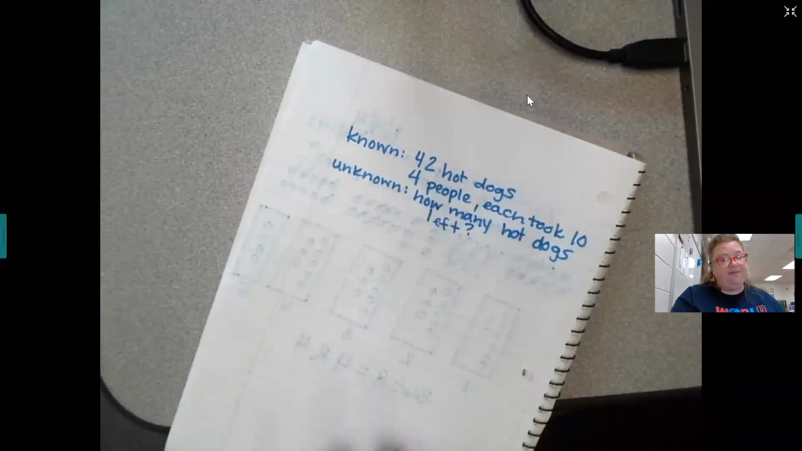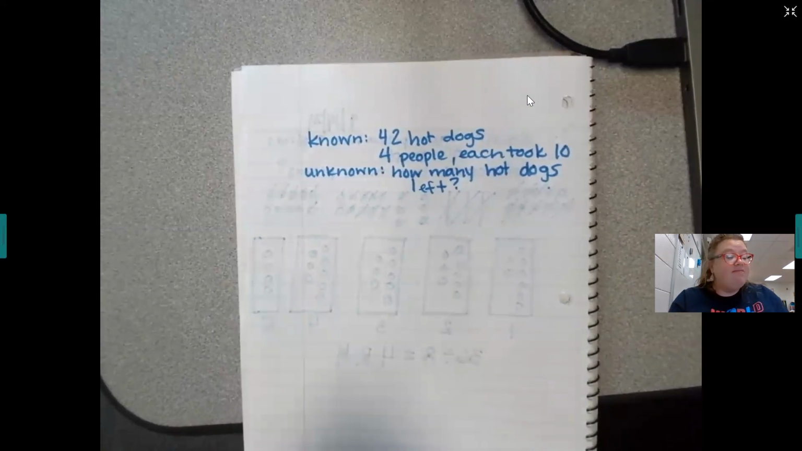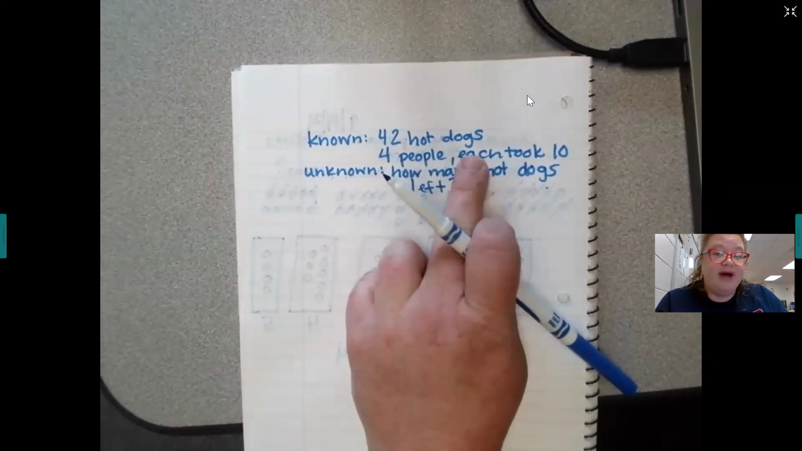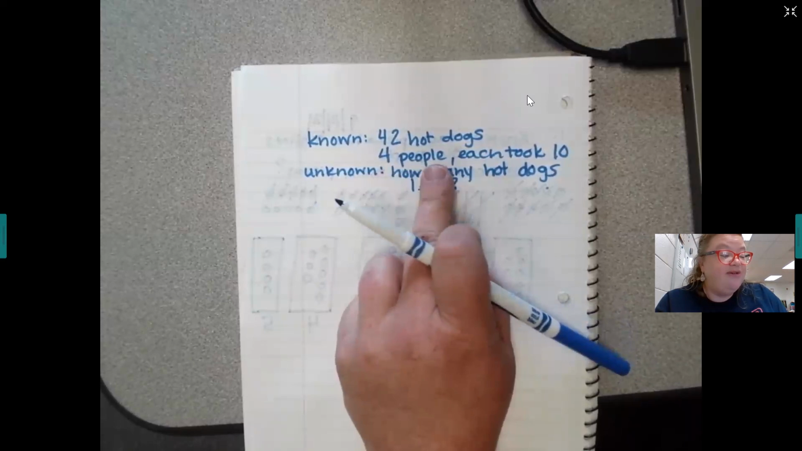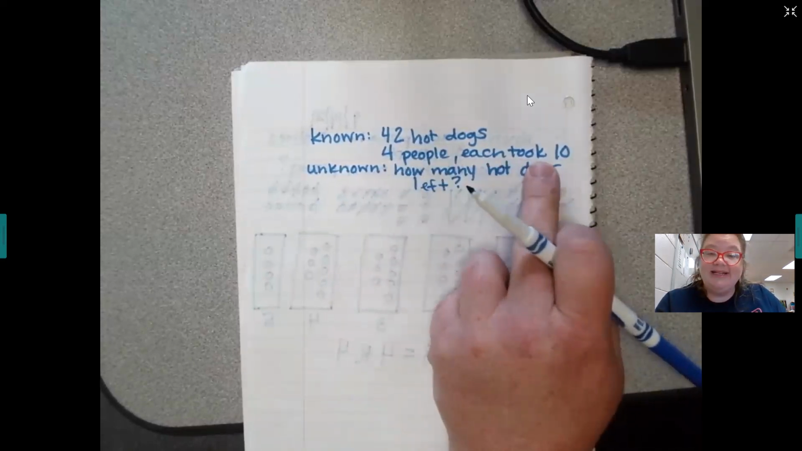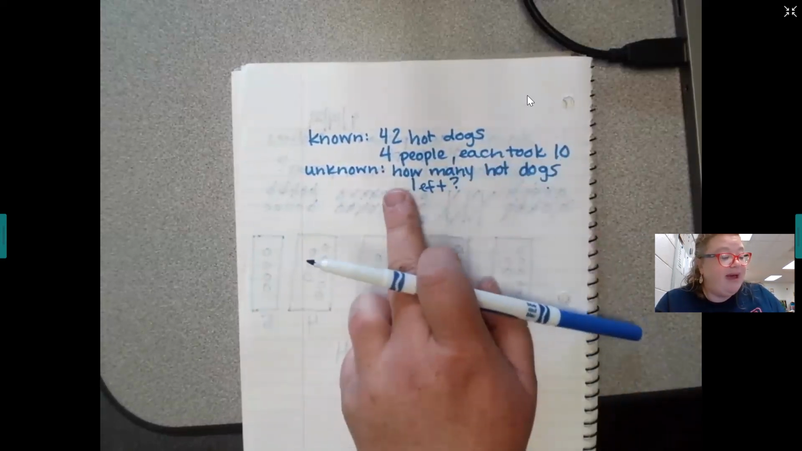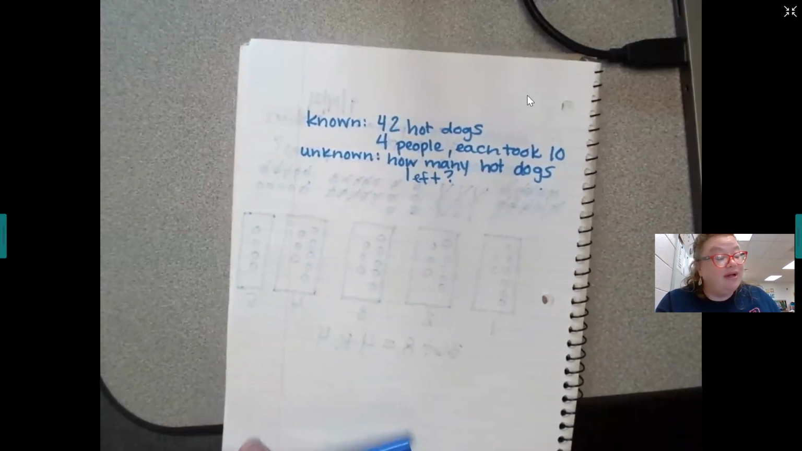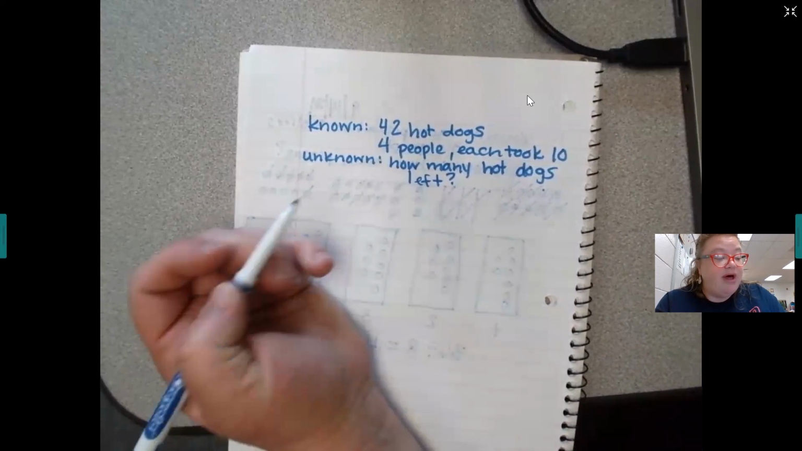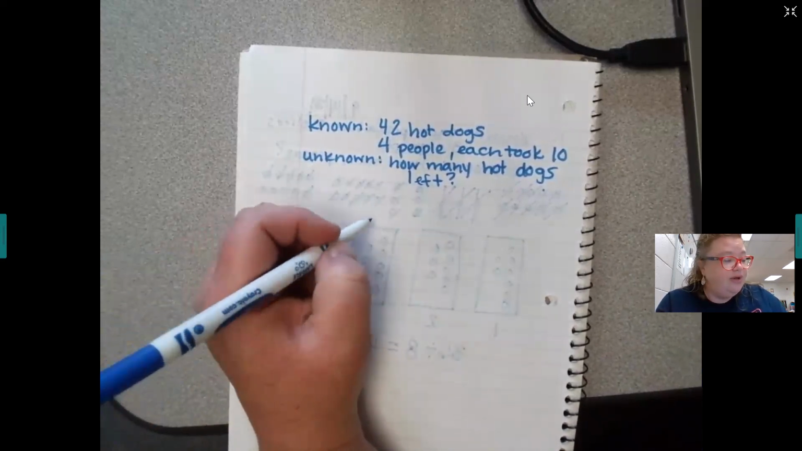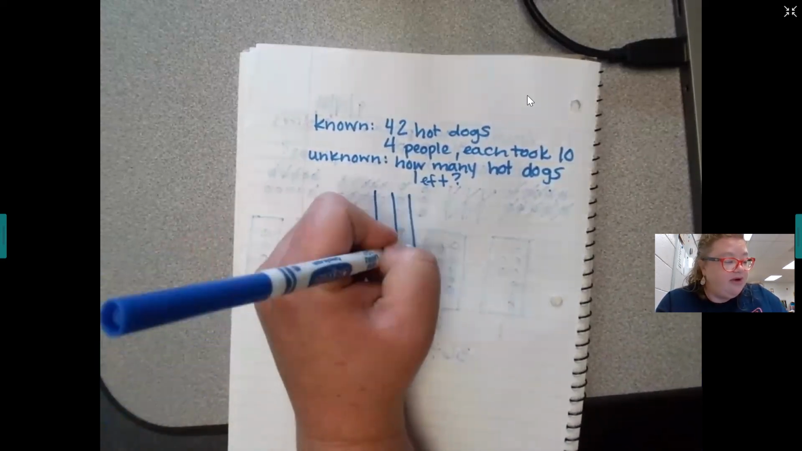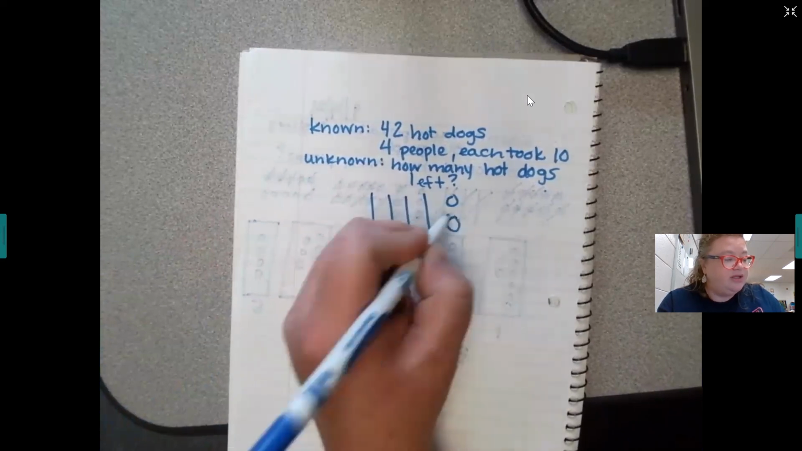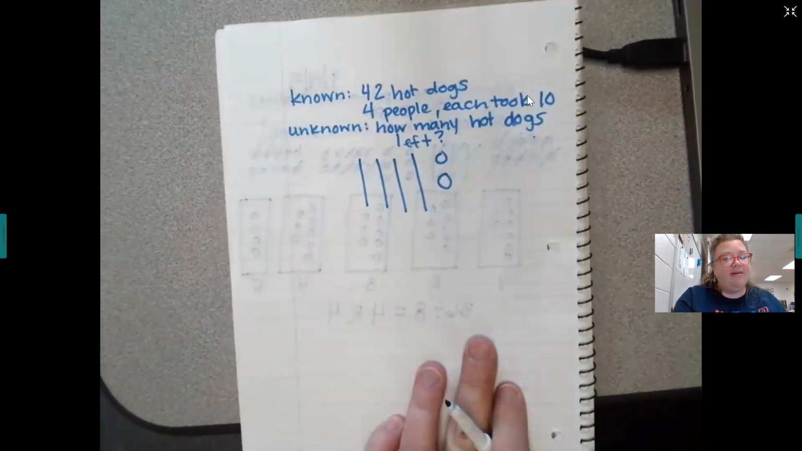Okay, so I have gone ahead and written my known. I know that there are 42 hot dogs. I know that there's 4 people and each one of them takes 10. My unknown is how many hot dogs are left. So again, I'm going to draw my base 10 model for my total, which is 42. So 10, 20, 30, 40, 1, 2.